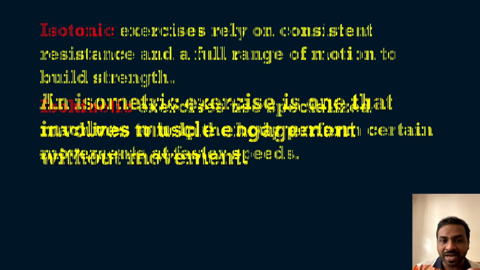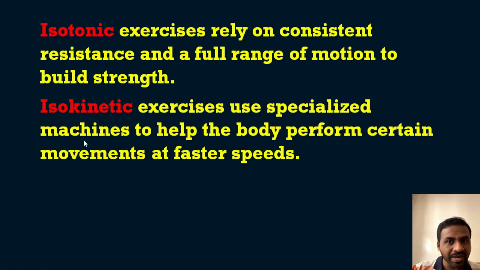We will see the other options also, that is isotonic and isokinetic. Isotonic exercises rely on consistent resistance and a full range of motion to build strength. That is not possible for a patient in a cast. Isokinetic means we are using specialized machines to help the body perform certain movements at faster speeds. So here also movement is there. I think you understood the differences.